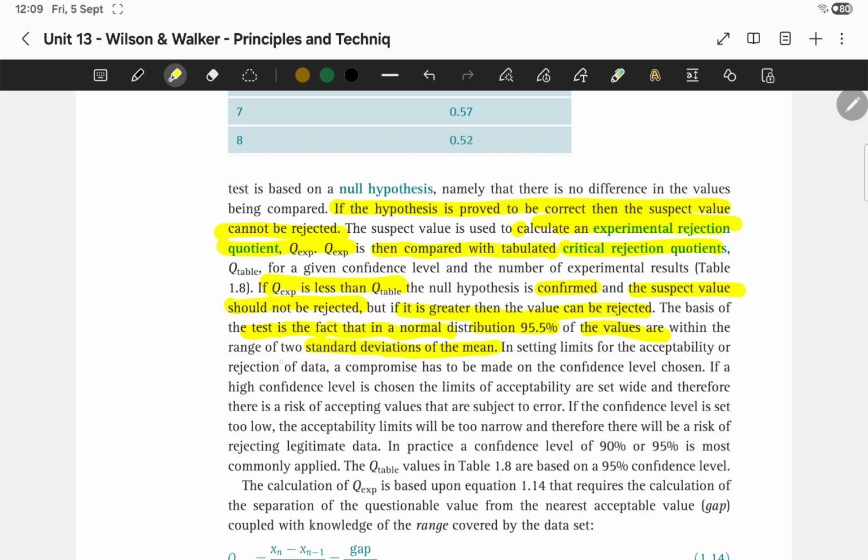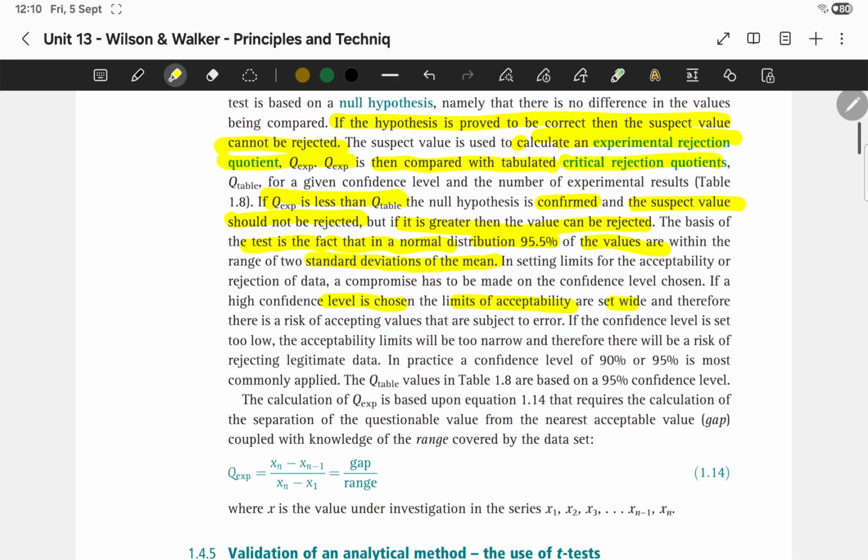In setting the limits of acceptability or rejection of data, a compromise has to be made on the confidence level chosen. If a high confidence level is chosen, the limits of acceptability are set wide, and therefore there is a risk of accepting values that are subject to error. If the confidence level is set too low, the acceptability limits will be too narrow, and therefore there will be a risk of rejecting legitimate data. In practice, a confidence level of 90 or 95% is most commonly applied. The Q table values in table 8.1 are based on a 95% confidence level.